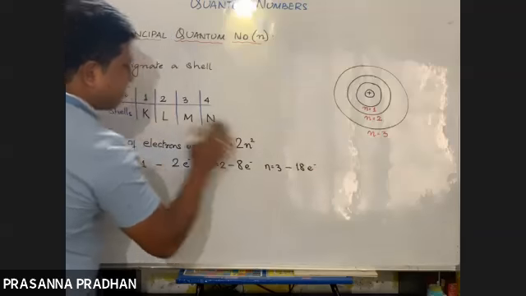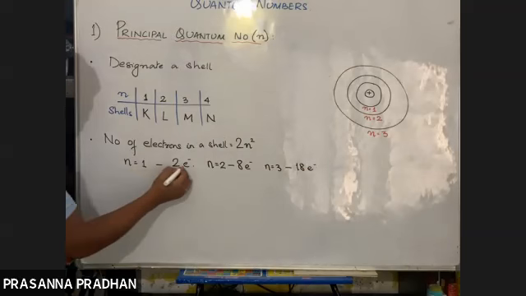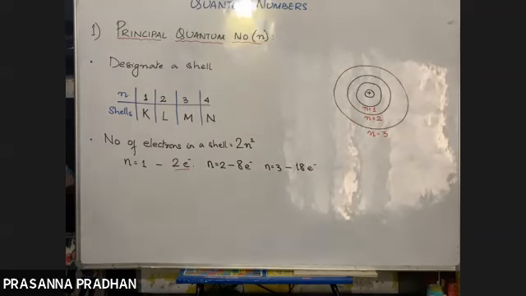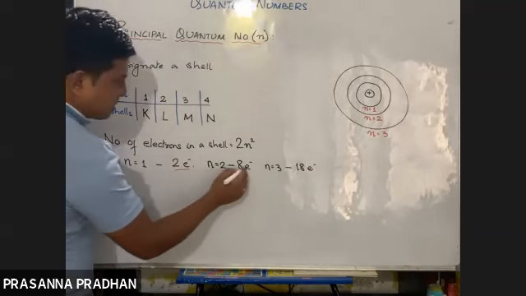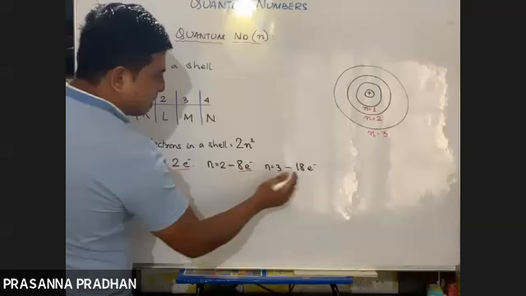So from the value of this principal quantum number, we can also calculate the number of electrons, the maximum number of electrons present in a shell. What is the maximum number of electrons which can be present in the first shell? 2 electrons. Maximum number of electrons in the second shell? 8 electrons. Maximum number of electrons in the third shell?